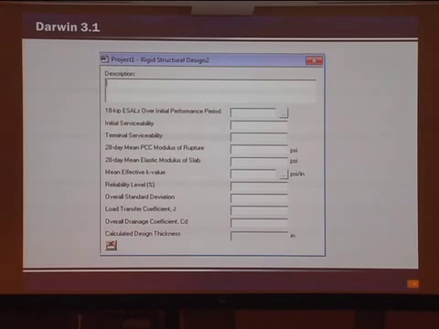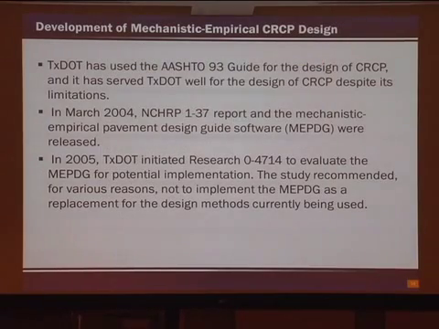Yeah, this is the Darwin program, which is the automated program for the AASHTO 93 design procedure. So we have been using the design procedure all the time, and it has served us well. And in 2004, NCHRP released the national MEPDG program, and TxDOT started a research project to evaluate the possibility of implementation, but the decision was made not to implement the national MEPDG program.